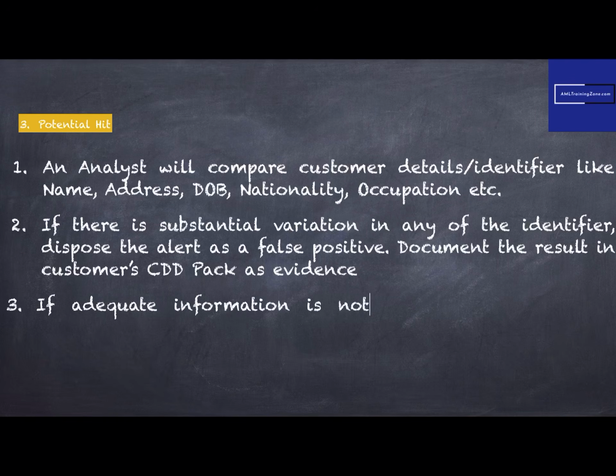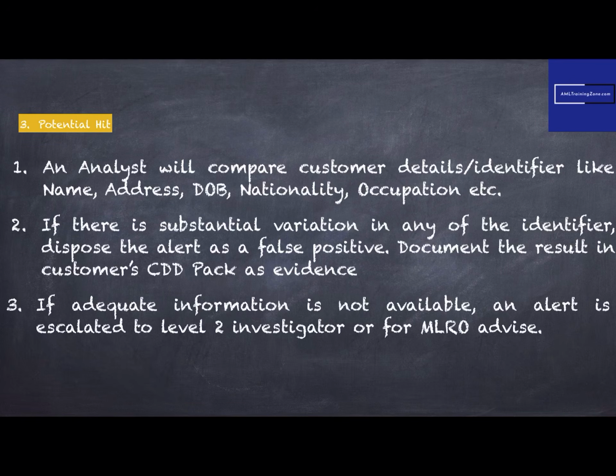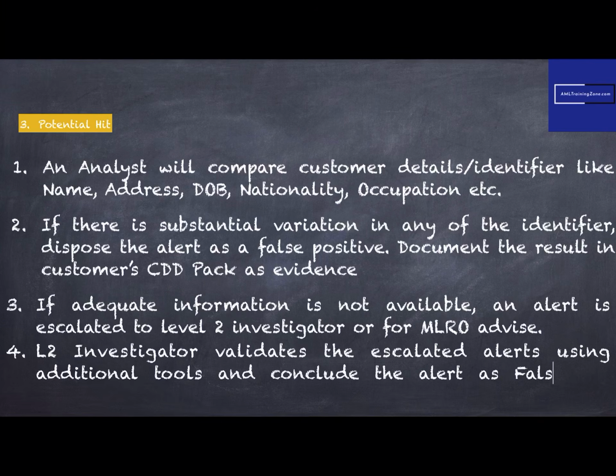Where the analyst doesn't have adequate information available, the customer screening alert is escalated to a level 2 investigator, or to the compliance team or FCC team, or for MLRO advice. This is where the L2 investigator will validate the escalated alert using additional tools and conclude the case as false positive or true positive. So this is all about the customer screening process.